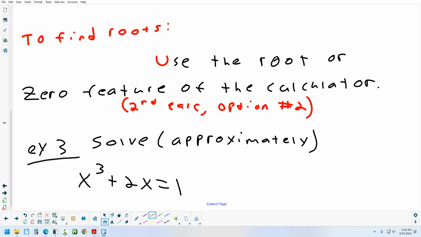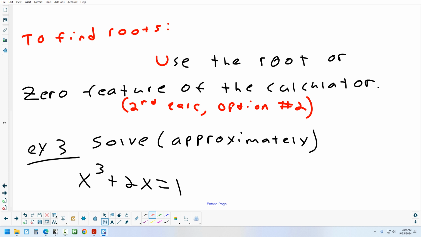So what do we think? The highest exponent there is a 3. Is that a quadratic equation? No. What's the highest exponent in a quadratic? 2. So you cannot use the quadratic formula on that.